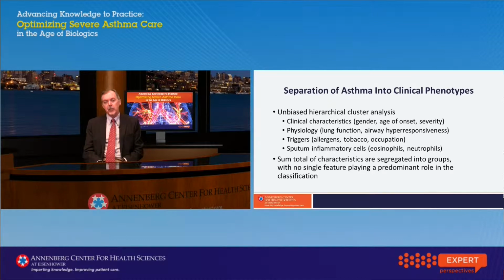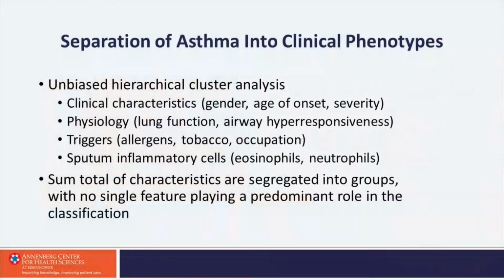But then a group of investigators at the Severe Asthma Research Program, comprised of a large number of academic centers throughout the U.S., decided to take a different approach called unbiased hierarchical cluster analysis, where you may take 50 different features, or even up to 100, and pour them onto the table and see how they segregate in a large group of patients, typically 1,000 or more.